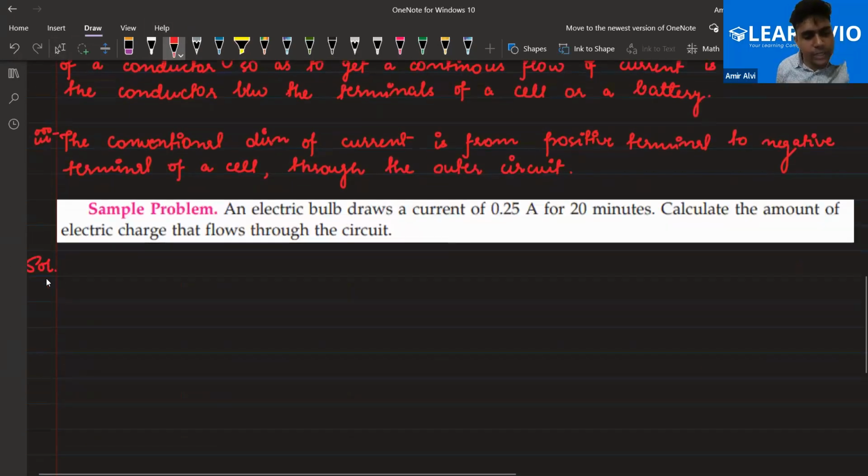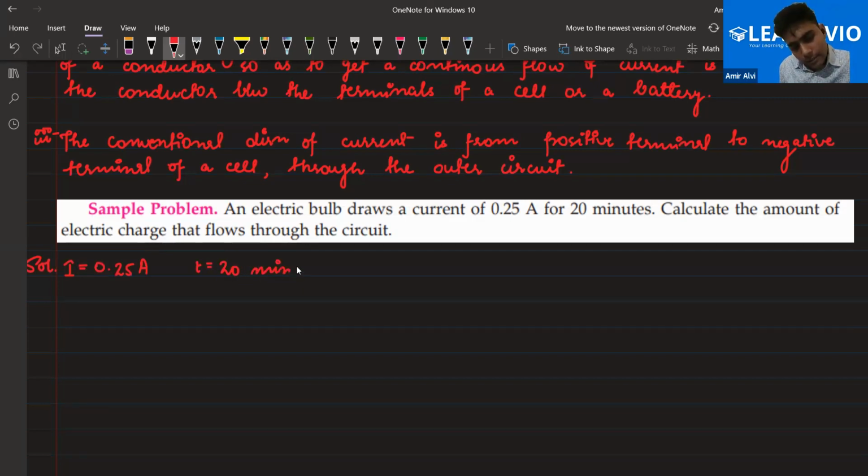The question says that an electric bulb draws a current of 0.25 ampere for 20 minutes. Calculate the amount of charge flowing through the circuit. So simply, current is 0.25 ampere. Is 20 minutes the SI unit of time? Please let me know, everyone. Yes, the SI unit of time is the second. You just have to convert this into seconds. 20 times 60 seconds is coming out to be 1200 seconds.